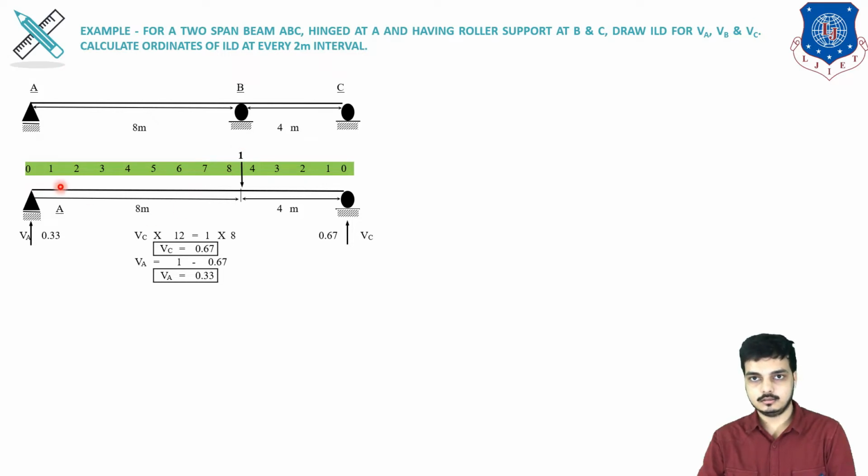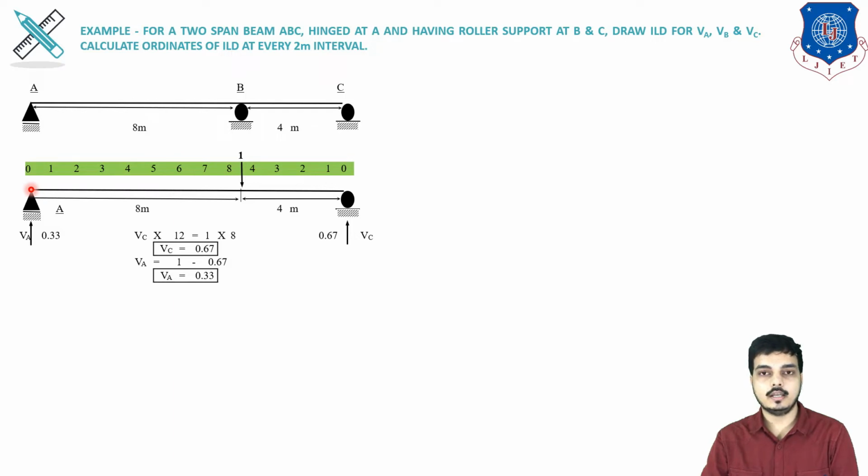Now here I have assumed the redundant as point B. So I will be placing a unit load at that point. After placing the unit load, we have to draw a diagram. Before that, you know that point A and point C resist vertical reaction. So due to this unit load, we will be finding out the reactions. So how to find? Let's see.